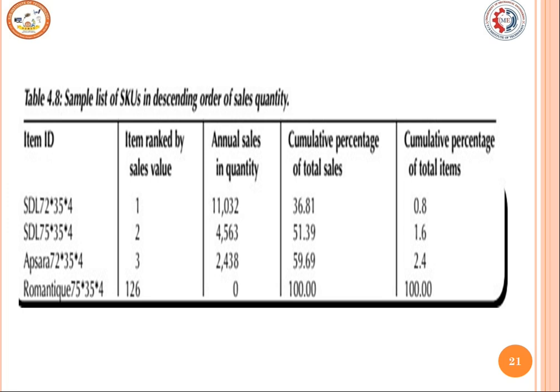Items are ranked by sales value, here 1, 2, 3 up to 126, but annual sales quantity is 0 for the last item. Cumulative percentage of total sales is 100% in the case of rank 126. Item rank 2 has cumulative total sales of 51%, and rank 3 is 59.69%. The number of items is large, but annual sales are nil for the last rank 126, so the product is not sold, yet it is produced to the maximum extent. Based on the rank by sales value, priority will be given inside the company to the quantity we are going to sell.